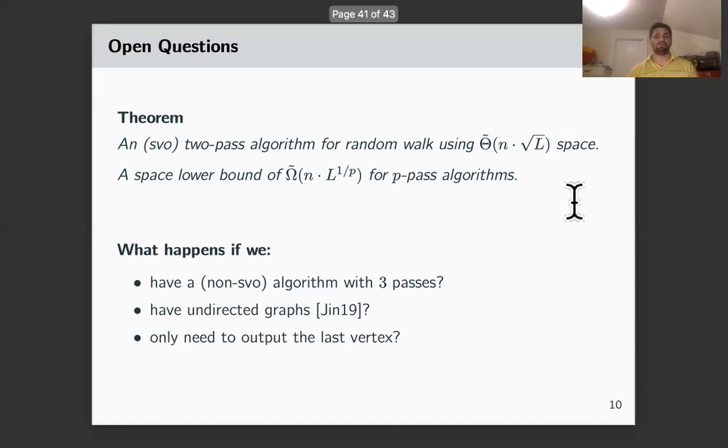And finally, I would propose a related but slightly easier problem, which is instead of outputting the entire random walk, just output the last vertex. This is easier because if you can output the entire walk, you can obviously output the last vertex. But it will be interesting to see if the algorithms for outputting only the last vertex are significantly cheaper than algorithms that output the entire random walk.